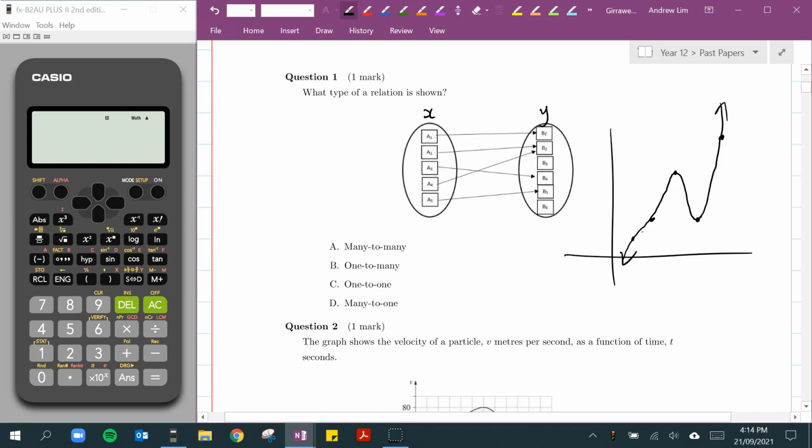But we can see here, when we're determining what kind of relation it is, we always do the horizontal line test first, because the horizontal line test will tell us what the first part is. Once, 3 times. So because it cuts it more than once, it has to be a many. So it can't be B or C, it needs to be many to something. Then we need to do the vertical line test. No matter where we draw a vertical line, it's only going to cut it once. So it's a many to 1.